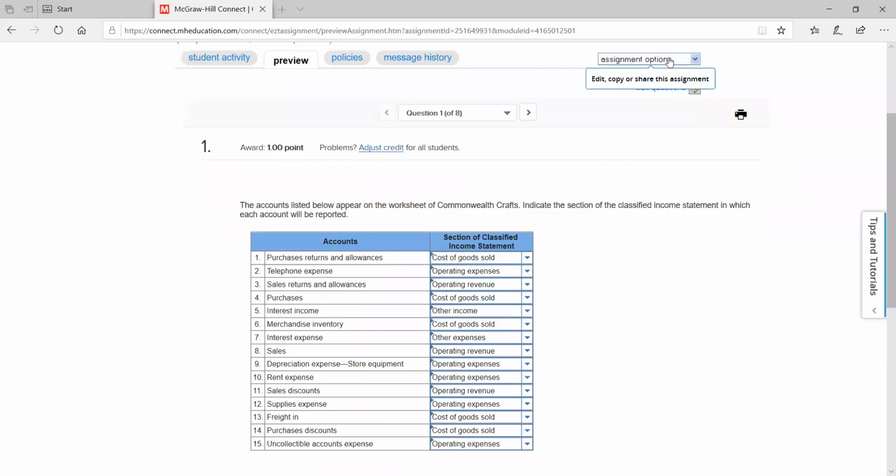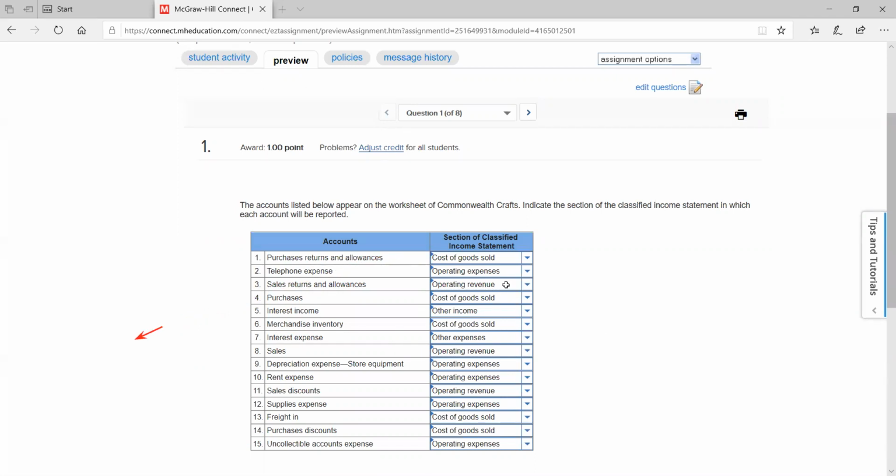All right, let's take a look at your chapter 13 homework on this problem number 1. We're going to be looking at the different sections of the classified income statement. So what they do in this problem is they give you a list of accounts 1 through 15, and they simply want you to identify what section of the classified income statement they would go to.